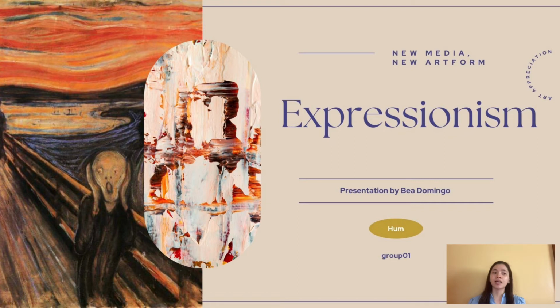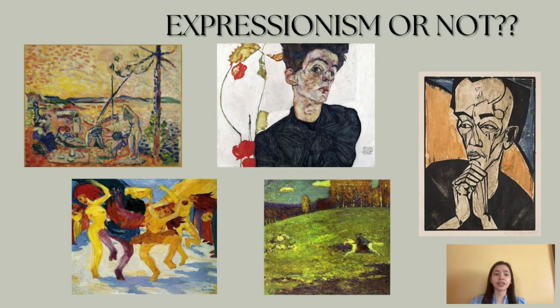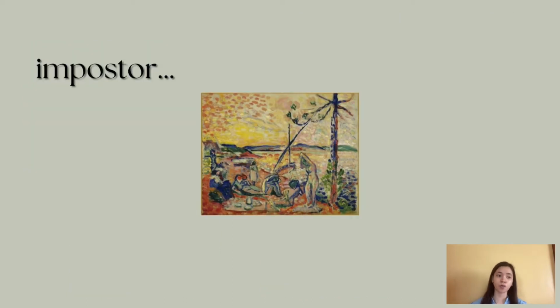But first, let me test your ability in identifying whether an art is a work of Expressionism or not. Shown on the screen are 5 pictures, and I want you to determine which one of them is not an example of Expressionism. If you answered that 4 out of 5 is an example of Expressionism art, then you got it right. And we chose this picture as the imposter among them.